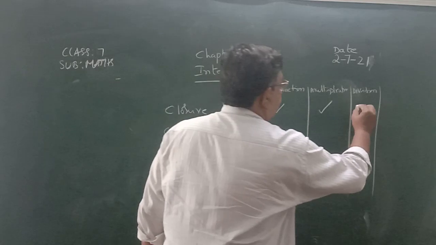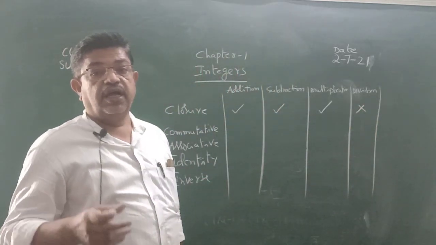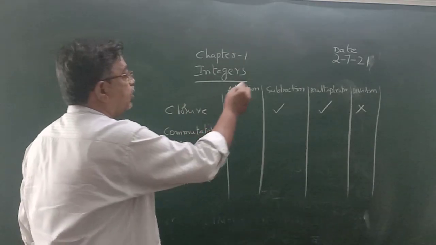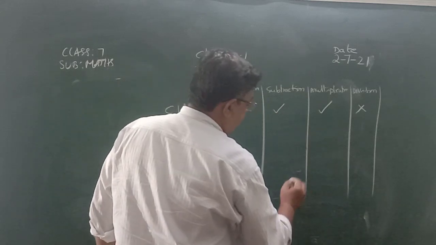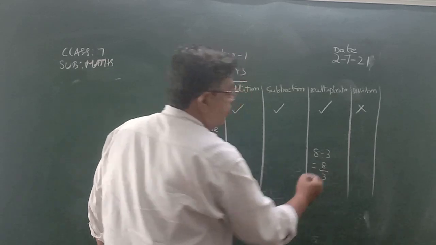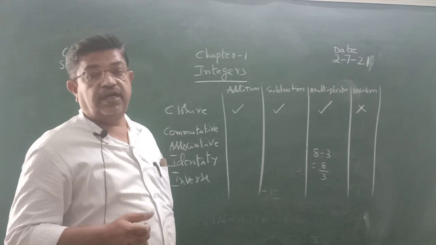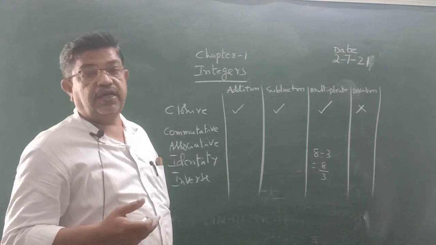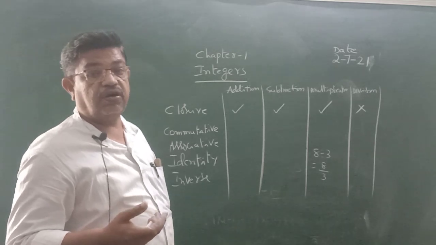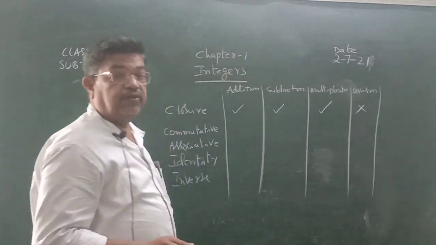But if you observe division, the integers are not closed under division, because the quotient of any two integers is not always an integer. Say for example, if you divide 8 by 3, 8 is not exactly divisible by 3. You are not getting an integer as the quotient. Therefore, the division of two integers is not always an integer. So, integers do not have closure property under division.